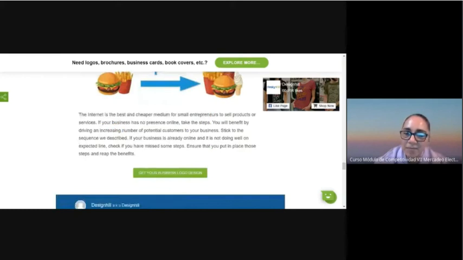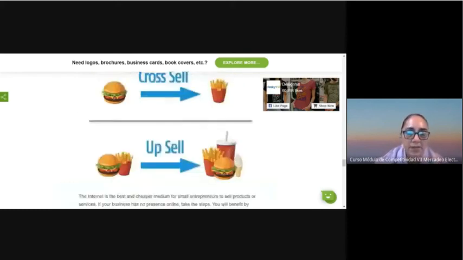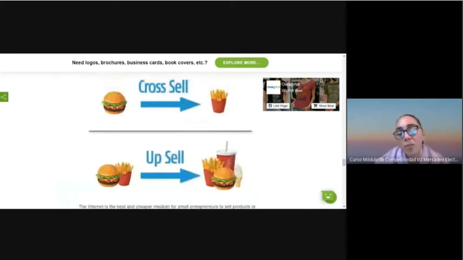The internet is the best and cheapest medium to sell products or services. If your business has no presence online, probably you're going to fail. So you will benefit by driving an increasing number of potential customers to your business. Stick to the sequence we described. Remember that we have this sequence: cross sell and upsell. Mix the products, make good offers to your customers, and you will have great sales, selling more products to your customers.